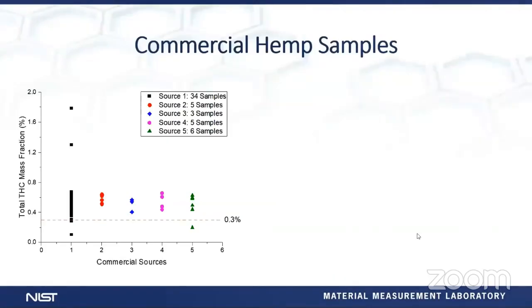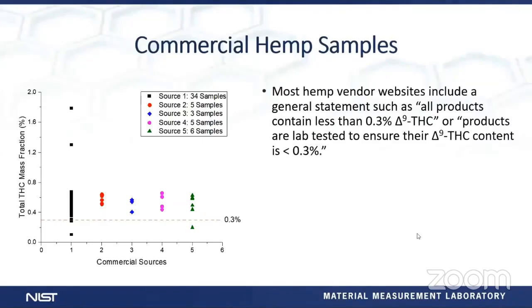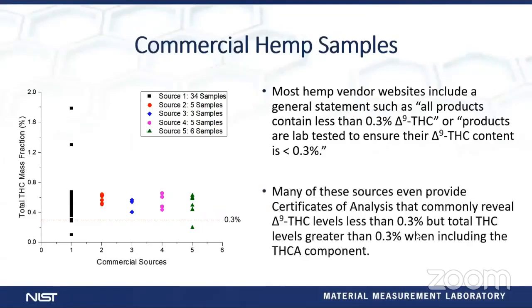Now, we investigated to see why this was. They're supposed to be commercial hemp. And we actually looked at a lot of the websites, which included statements such as, all products contain less than 0.3% delta-9 THC. Our products are lab tested to ensure that delta-9 THC content is less than 0.3%. Many of these sources even provided certificates of analysis that commonly revealed delta-9 THC levels were less than 0.3%.